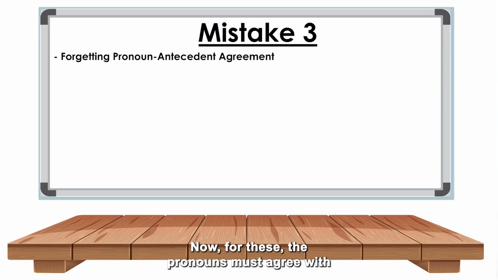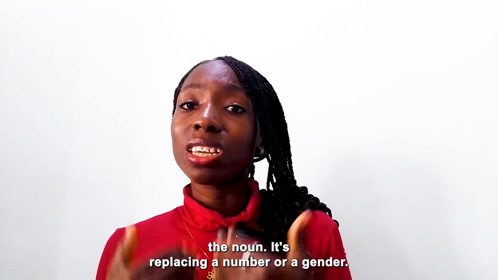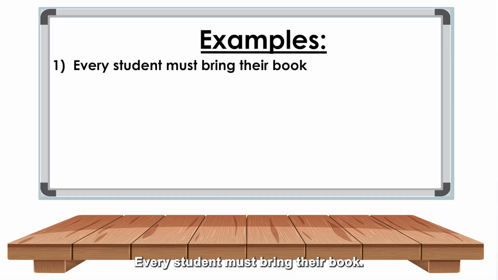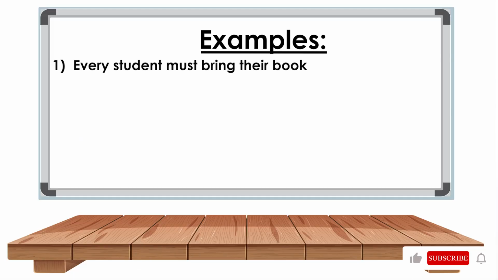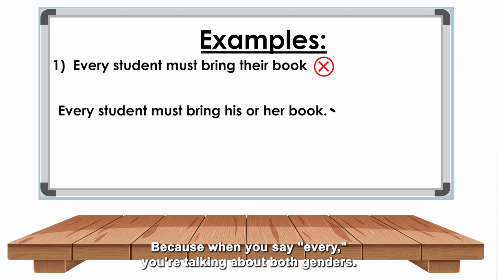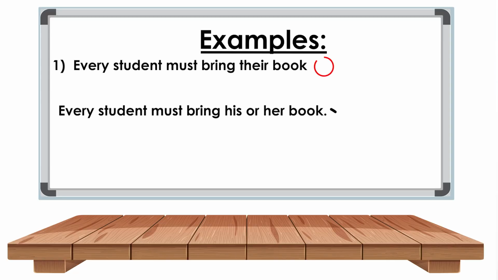Now, for this, the pronoun must agree with the noun it is replacing in number or in gender. For instance, when you say, "every student must bring their book," it's wrong. It should be, "every student must bring his or her book." Because when you say every, you're talking about both genders. Be specific. Every student must bring his or her book. That is the right thing to say.